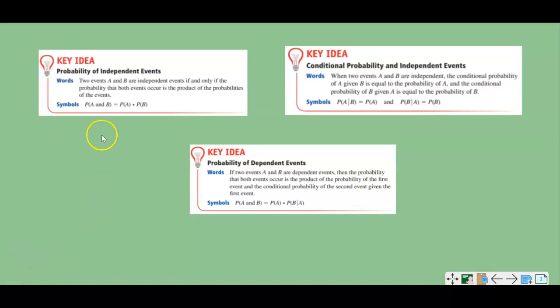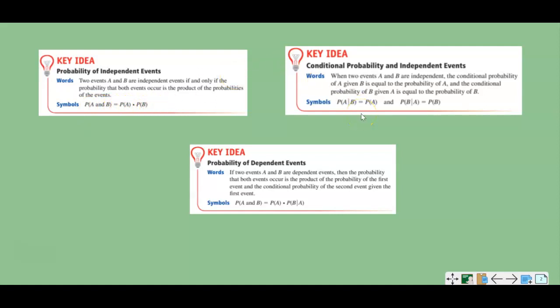All right, your key ideas that we need to talk about. First one, probability of independent events. Two events, A and B, are independent events if and only if the probability that both events occur is the product, that means you're multiplying, of the probabilities of the events. So P of A and B equals probability of A times the probability of B.